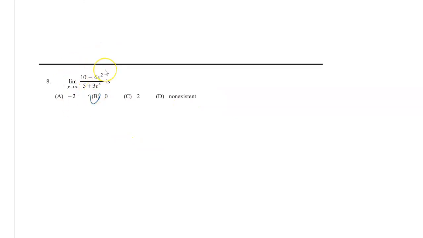I did it with the intuition stuff that I tried to build with you earlier in the year. Exponentials are bigger than polynomials. So this denominator is going to be much bigger than the numerator. So the answer is 0. That's how I did it.